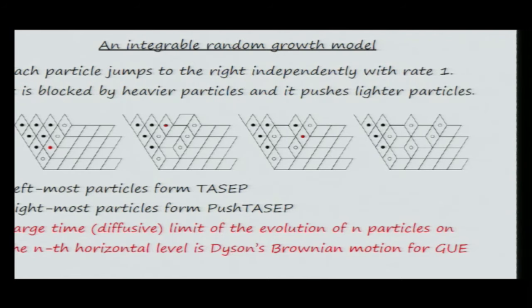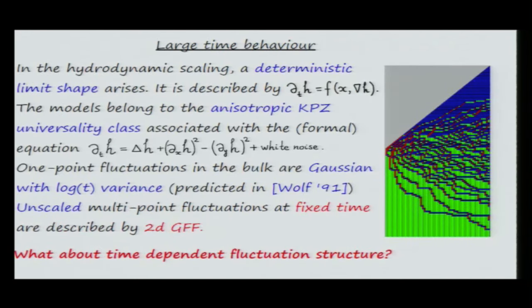Maybe most importantly is that on each horizontal row, it turns out that the dynamics is also Markovian, and at large times it's the same as the one-row dynamics for the Dyson's Brownian motion. So this model at least has something in common with the random matrices, and at least on the single row level, the fluctuations should be the same as in the random matrix picture. Okay. So this is just a list of properties of this model.